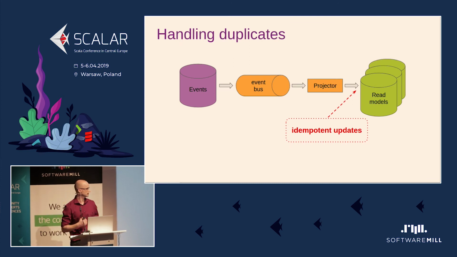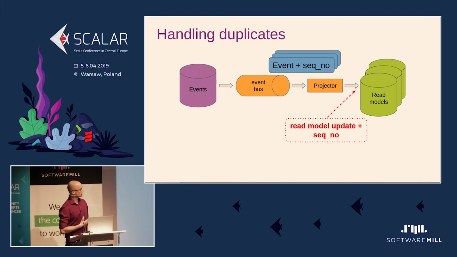If you can idempotently change your read model, you're fine. You don't have to care about duplicates, because processing the same event twice will not change the read model. Unfortunately, some read models aggregate something, a counter is a good example. So if you process the same event twice, the counter value will be wrong.